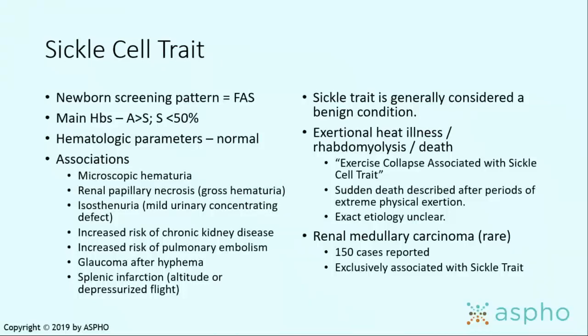There's been a lot in the news about exertional heat illness or rhabdomyolysis associated with sickle cell trait. So it's exercise collapse associated with sickle cell trait. Most of the major hematology organizations have said that there is not a need to screen patients, but that all athletes should be treated the same. We don't want to exclude individuals with sickle cell trait from physical activity or sports participation, but everybody should avoid exercise when they're sick and dehydrated and should have appropriate warm-up and warm-down periods.